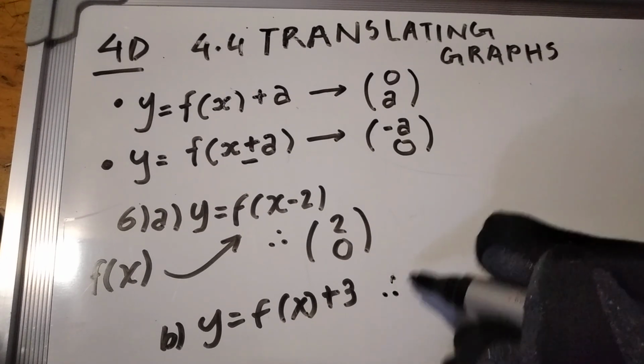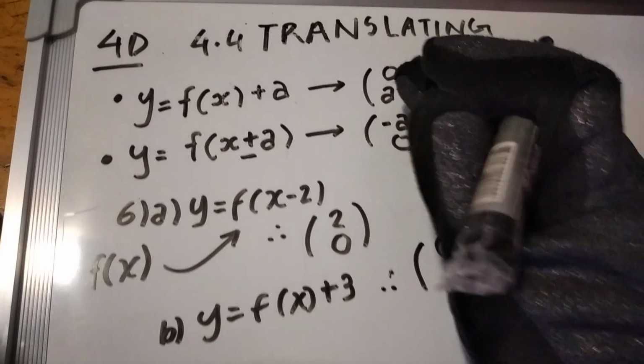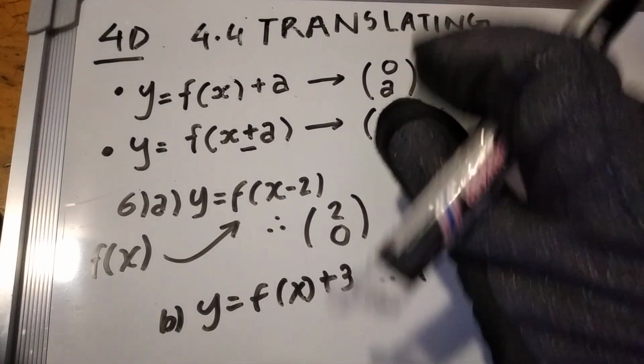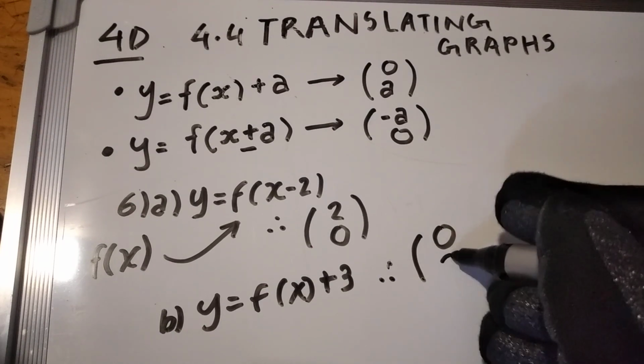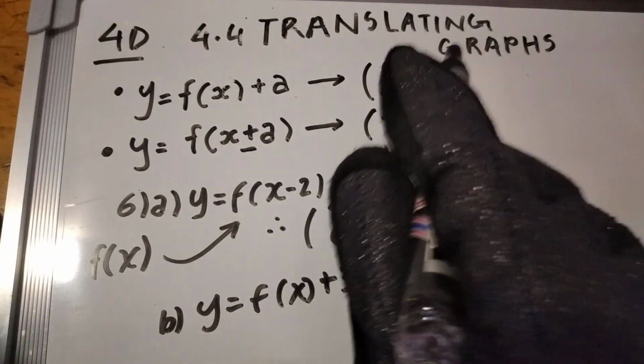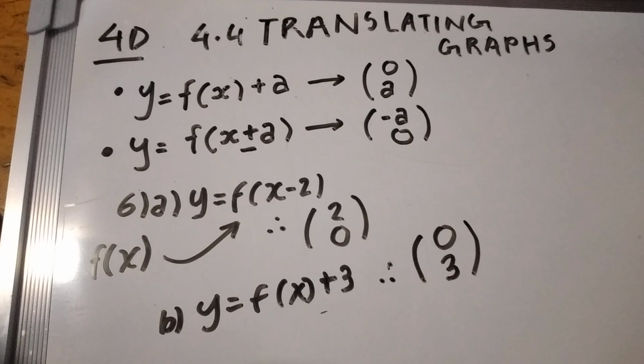Therefore we could write 0, because there's no change in the x value. This is the x coordinate, the y coordinate, right? So no change in x and there's a change in y by 3, because you see plus a represents positive a. So here is positive 3. That's how you do it. Now we'll move to question number 7.